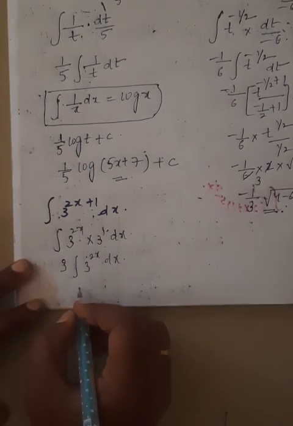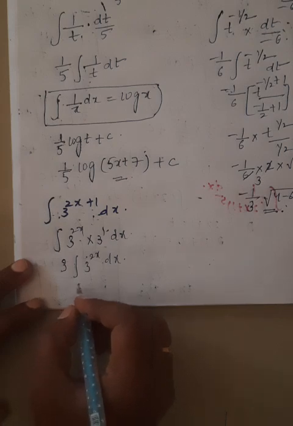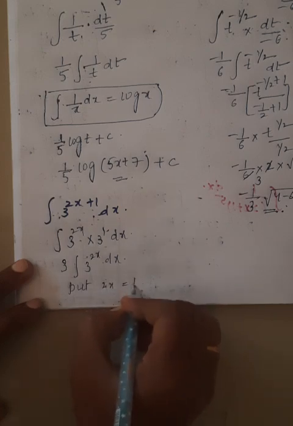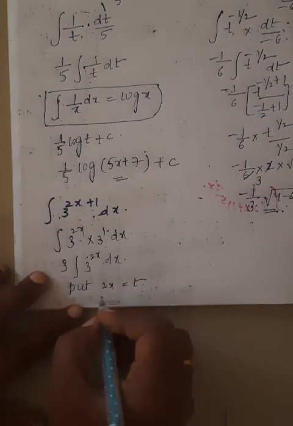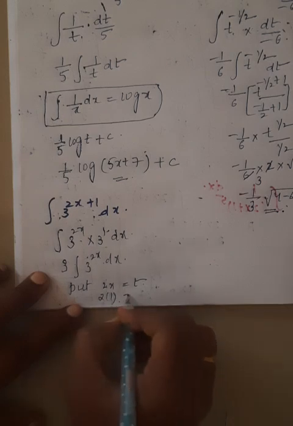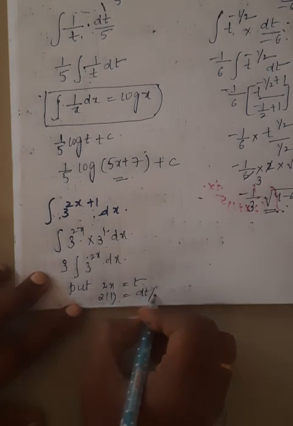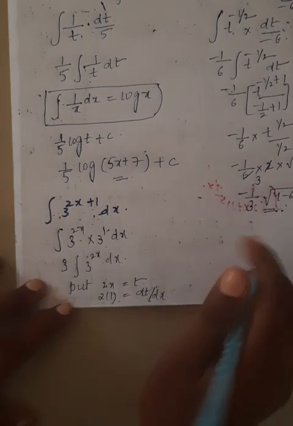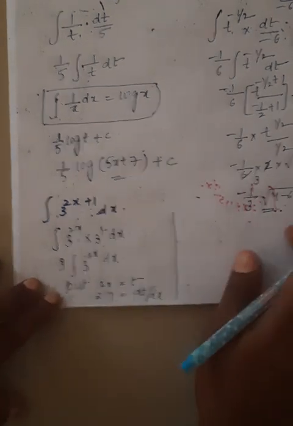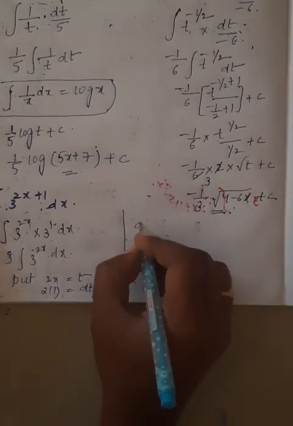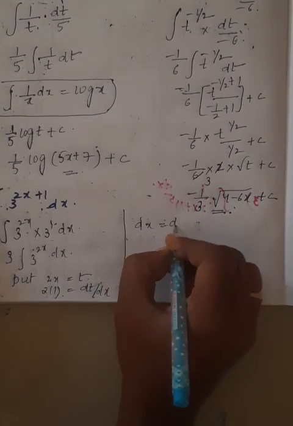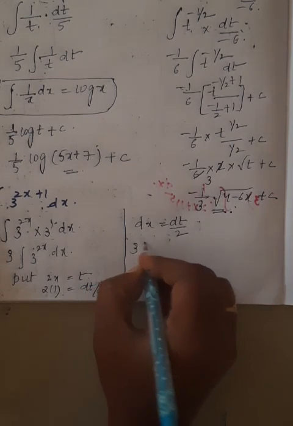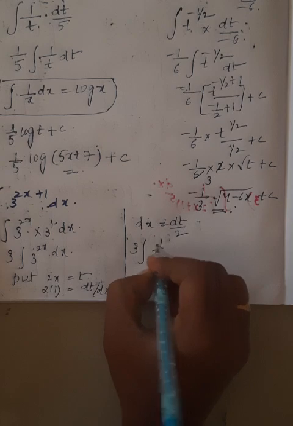Then we have to take 2x as t. Put 2x is equal to t. Then we have to differentiate: 2 into 1 is equal to dt by dx, because differentiation of x is 1. Therefore dx will become dt by 2. Now substitute in our equation 3 into integration of 3 power t.